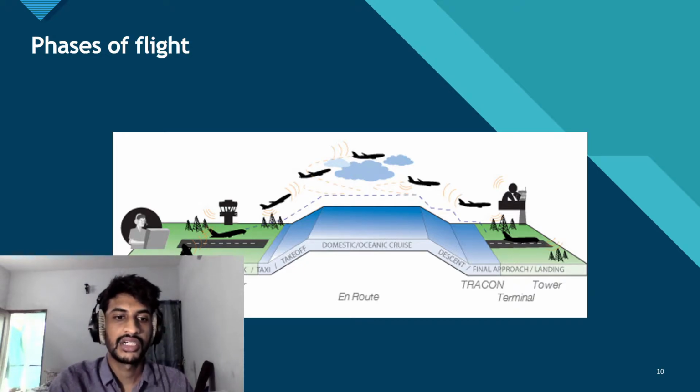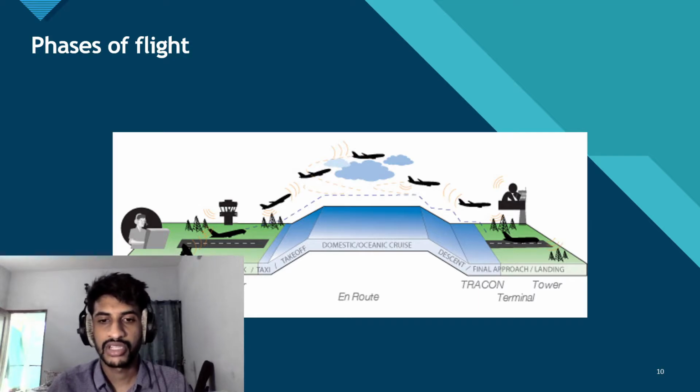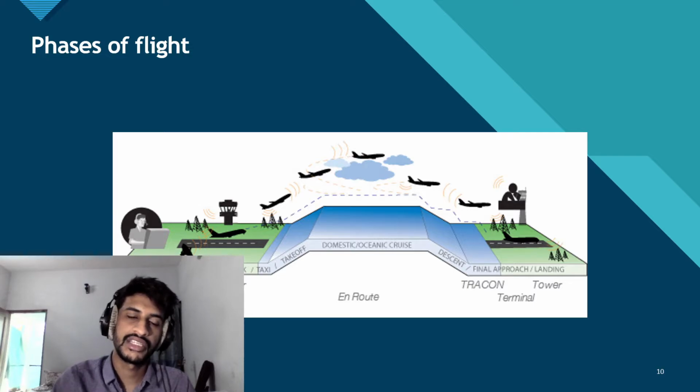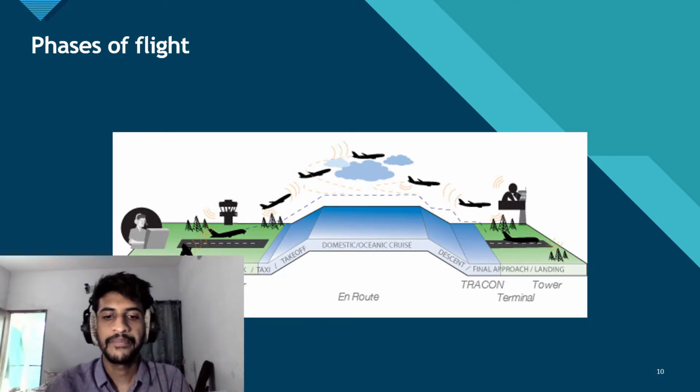After that, it will commence the climb to the cruise altitude. It's basically the altitude at which the airplane is going to cruise for the major part of the journey. Then after they reach the cruise altitude, they'll be cruising at that altitude for quite an amount of time, and then the descent phase will start.